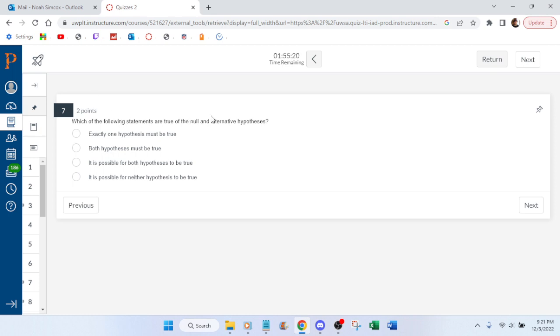Which of the following statements are true? Exactly one has to be true, I believe. Null hypothesis. The null usually represents the theory of the researcher. Actually, the null is usually the status quo, I think.